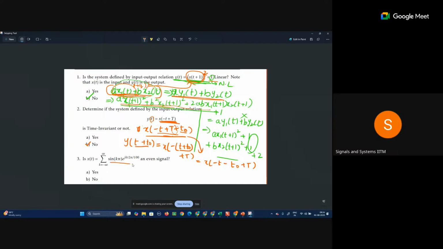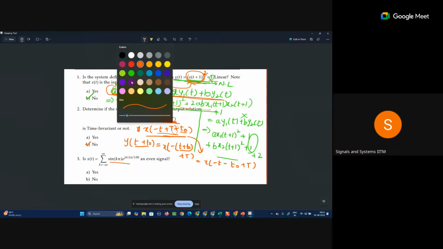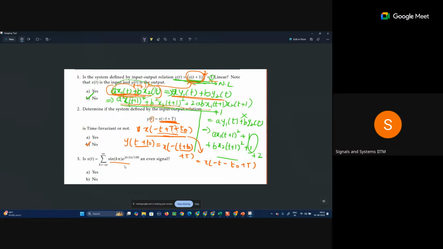So we'll see the third question now. Is this for even, when we know the condition, right? It should follow x of t is equal to x of minus t. If it satisfies this condition, it will be even. So now in the place of t, we'll be substituting minus t. They have already given x of t, so here the t is over here.